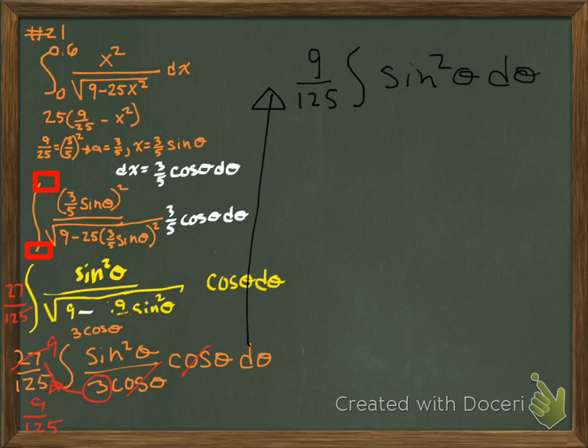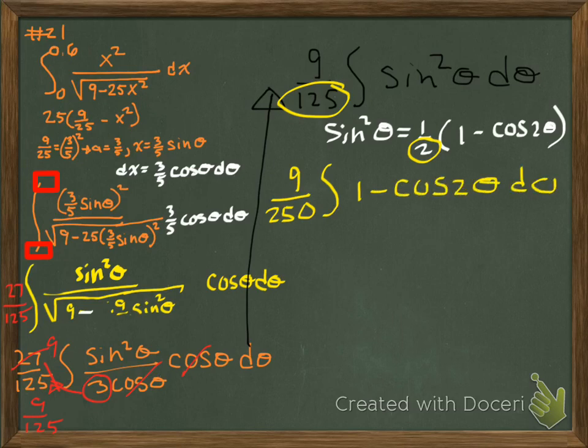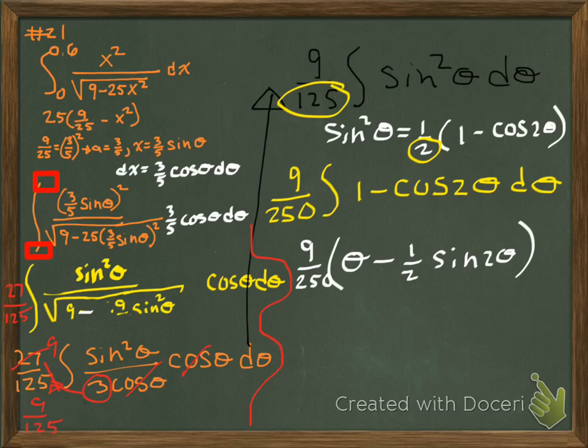How do you integrate that? We have to use our reduction formula, and that's 1/2 times 1 minus the cosine of 2 theta. Now, that 2 is going to go out front, doubling that denominator, and that's how we get 9 over 50 times 1 minus the cosine of 2 theta. We integrate. When we integrate the constant with respect to theta, we get theta, and then minus 1/2 the sine of 2 theta.